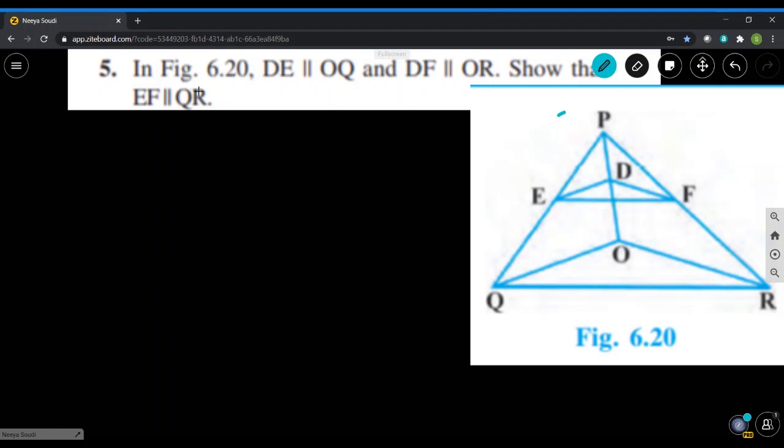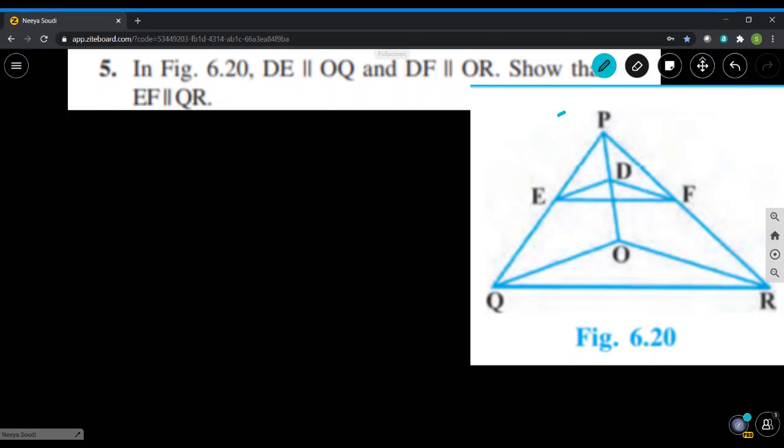Question number 5. Here we have to show EF parallel to QR. It is given DE parallel to OQ and DF parallel to OR, and EF parallel to QR. That means we have to use the converse of BPT. If the sides are in the same ratio, then the lines are parallel. That is the converse of BPT. So let us do it.